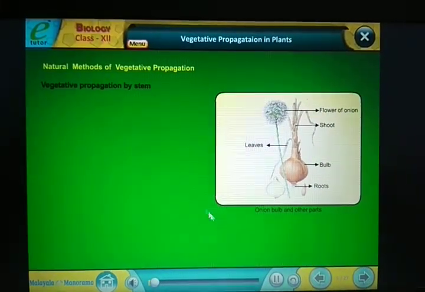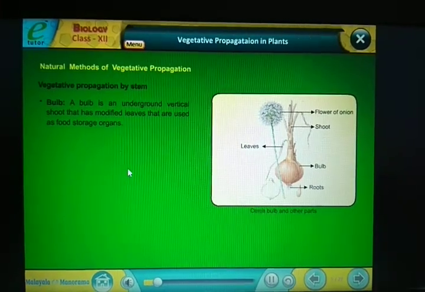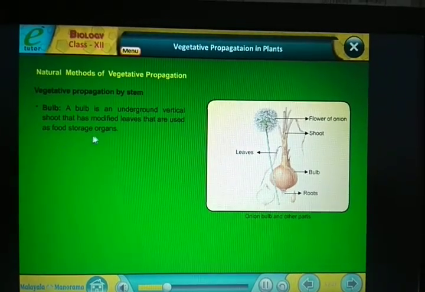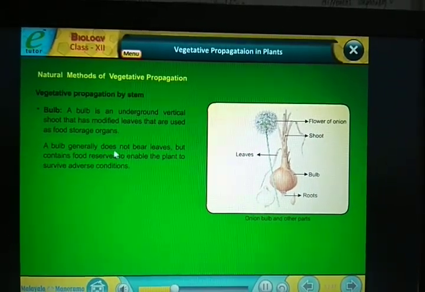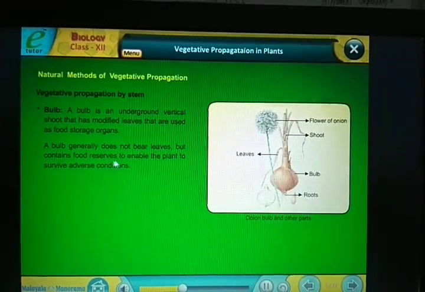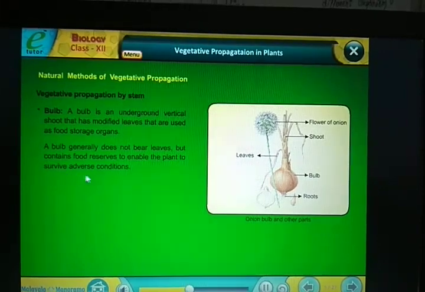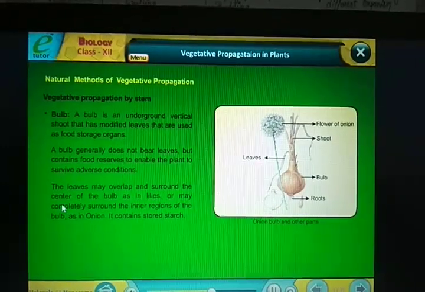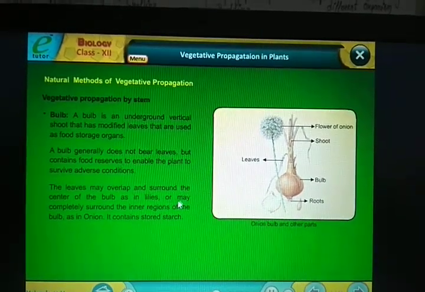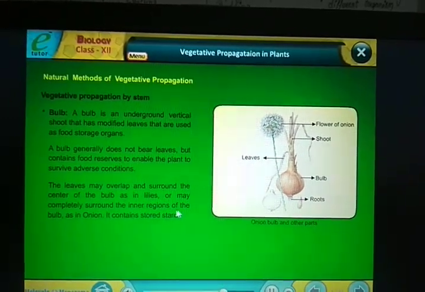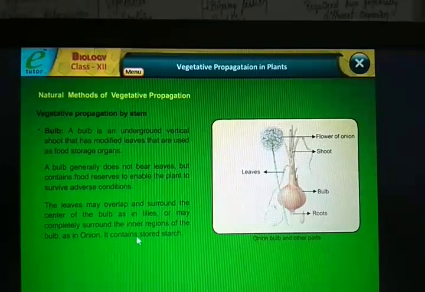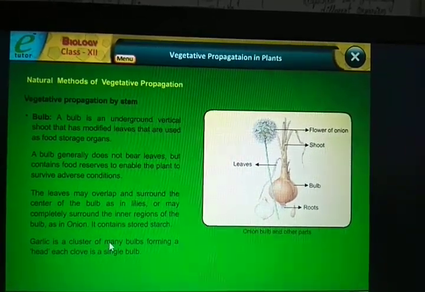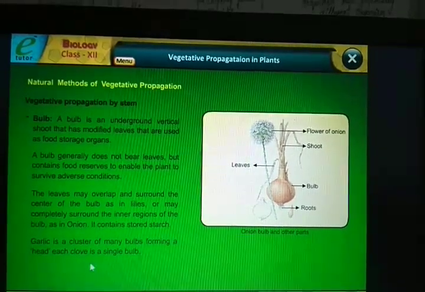Vegetative propagation by stem. Bulb. A bulb is an underground vertical shoot that has modified leaves that are used as food storage organs. A bulb generally does not bear leaves but contains food reserves to enable the plant to survive adverse conditions. The leaves may overlap and surround the center of the bulb, as in lilies, or may completely surround the inner regions of the bulb, as in onion. It contains stored starch. Garlic is a cluster of many bulbs forming a head. Each clove is a single bulb.